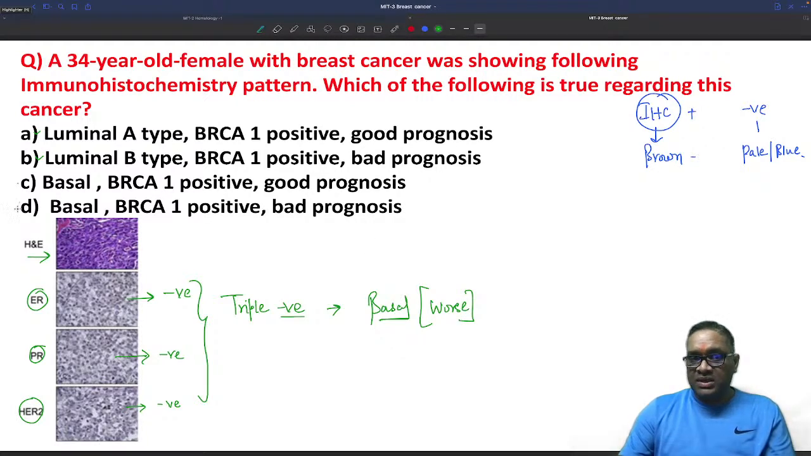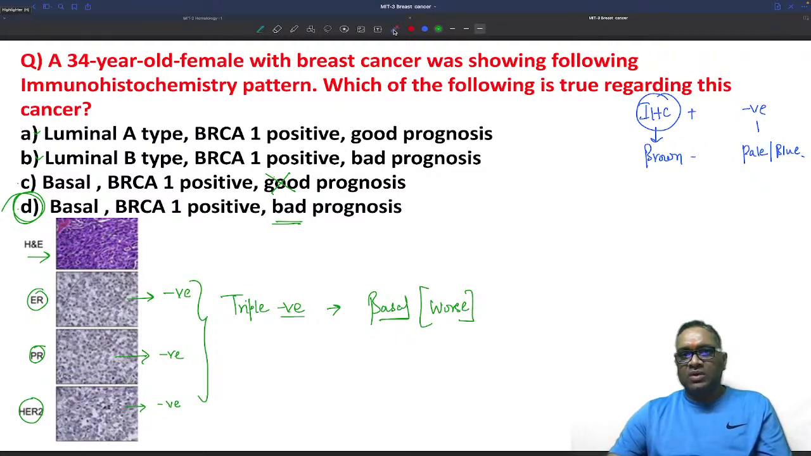So now option C and D, when you see, they are having BRCA1 positivity, but they are not good prognostic, they are bad prognostic. So answer is D, right? Now understand, to catch this question you should know that whenever IHC is positive, they will be showing you brown color. For your level, you have to understand this much. You need not go into the detail of the IHC. And negative will be pale or blue in color.